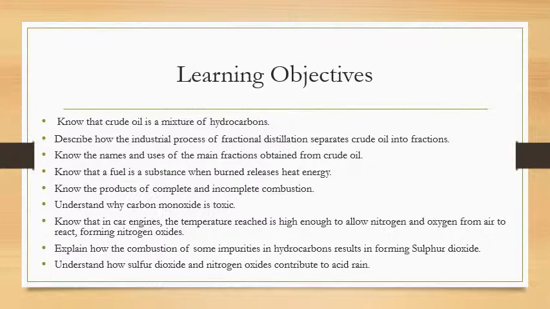Know that a fuel is a substance that, when burned, releases heat energy. Know the products of combustion in terms of incomplete and complete combustion, and know why carbon monoxide, which is one of the products of incomplete combustion, is toxic. Now, in car engines, basically what happens is that nitrogen from the air and oxygen from the air react to form nitrogen oxides, and also sulfur dioxide is formed in combustion. Understand how these two oxides contribute to the idea of acid rain.